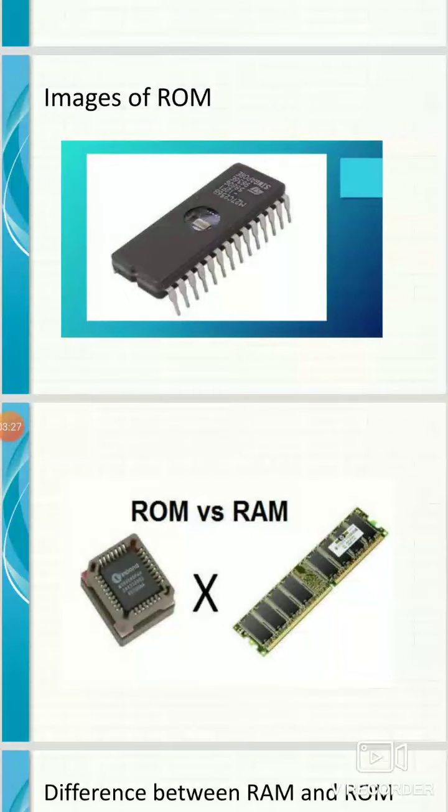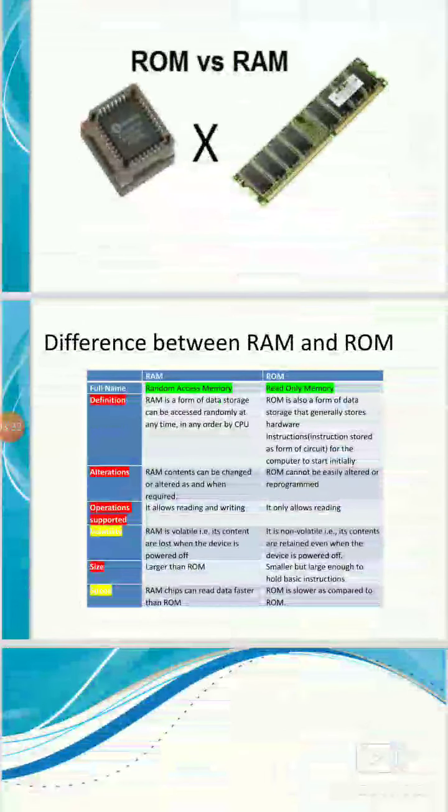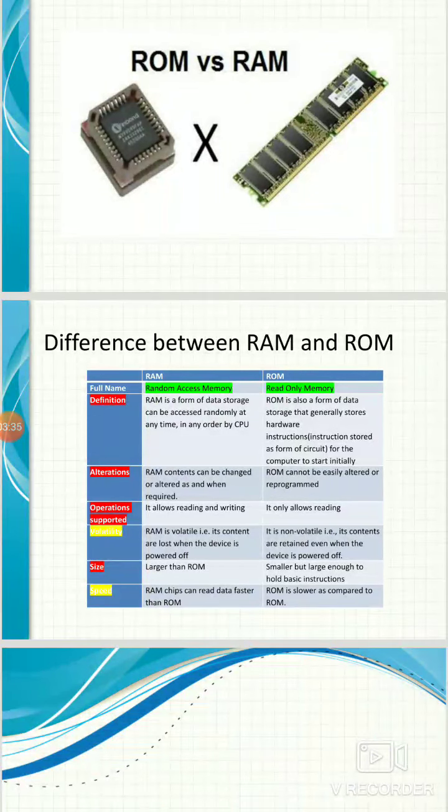Now let us come to the difference between ROM and RAM. First, as we have seen in the definition, RAM is a form of data storage that can be accessed randomly at any time in any order by the CPU. And ROM is also a form of data storage that generally stores hardware instructions as a form of circuit for the computer to start initially. Then the contents of RAM can be changed or altered or modified, but the contents of ROM cannot be altered or modified.